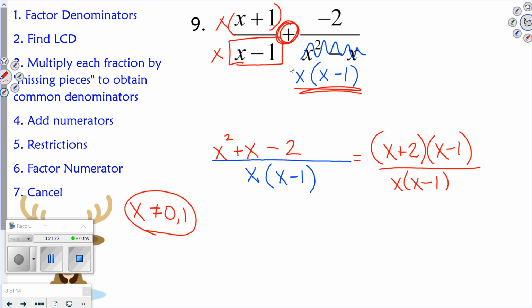And then your last step, do not do it any time before. Does anything cancel? X minus 1. Don't just say negative 1. So then I have x plus 2 over x.